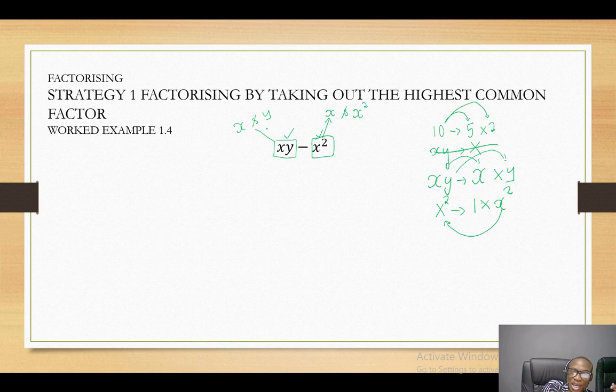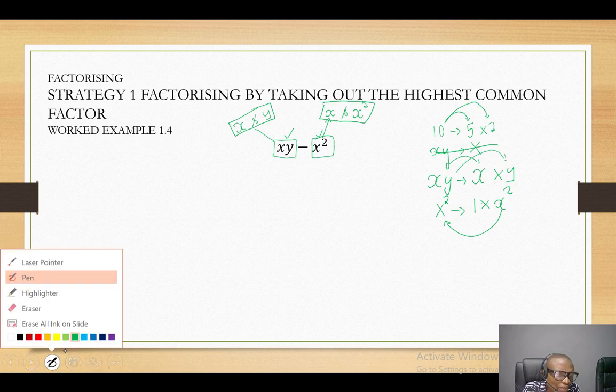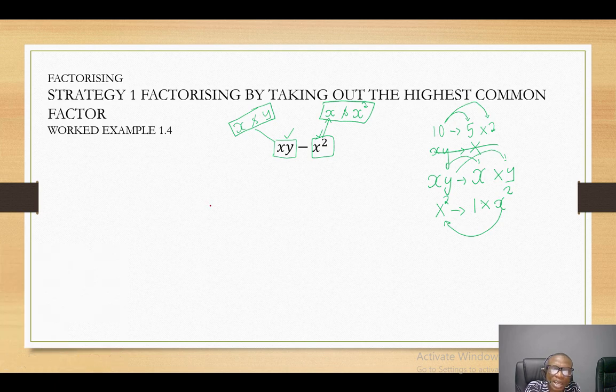So now I have two factors of xy. Here I see x and y. I have two factors of x squared. I see x and x squared. Now I say these two terms, they have got one factor which is common. xy has a factor x. X squared has a factor x. So both these two terms, they have a common factor, which is x.